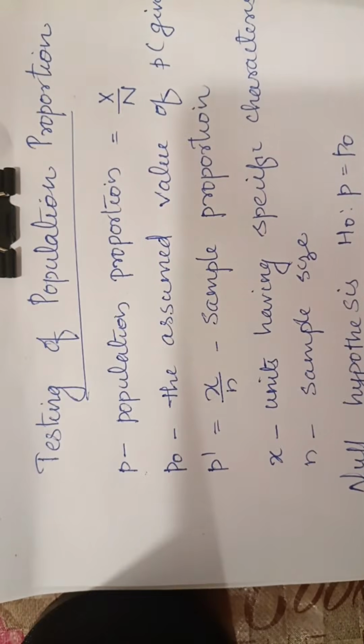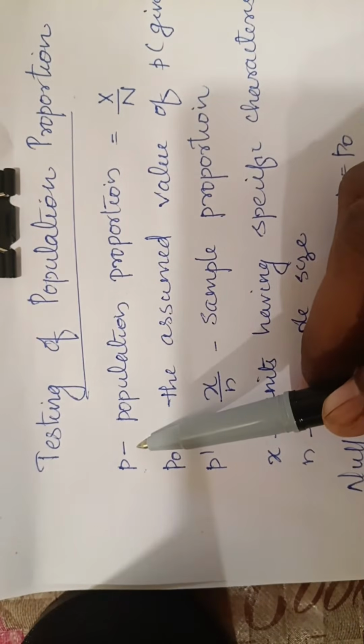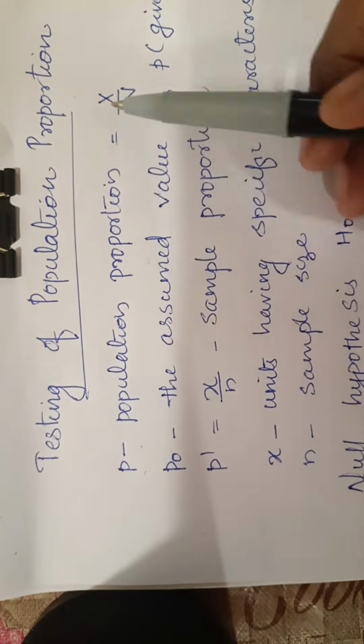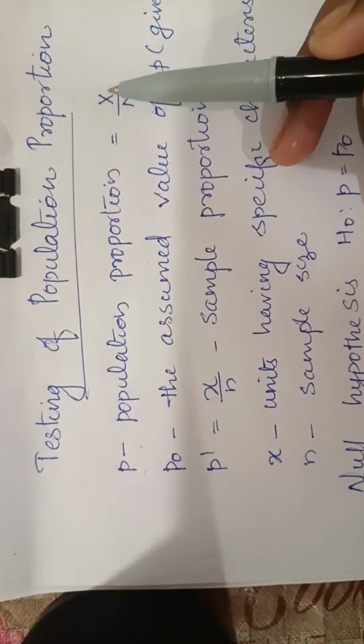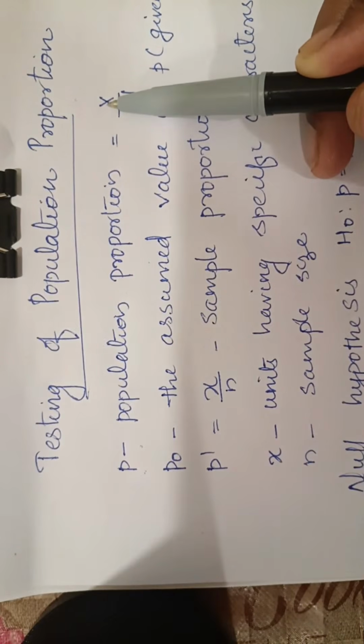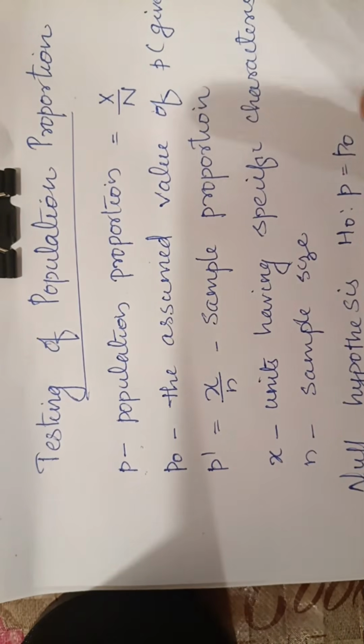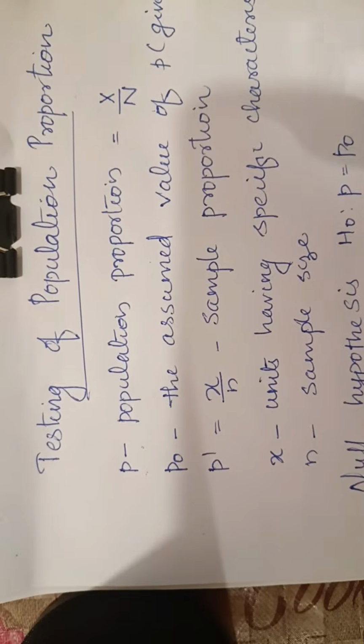Population proportion. Here P denotes the population proportion, which is equal to capital X by N. N is the population size and X is the number of units which have a specific characteristic.